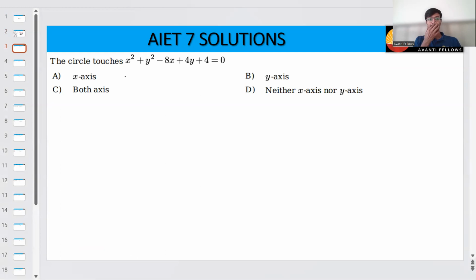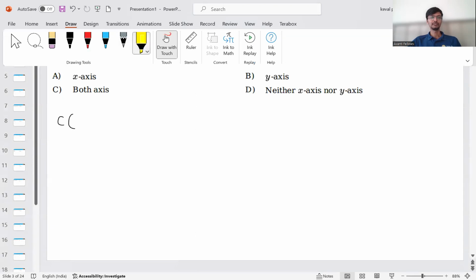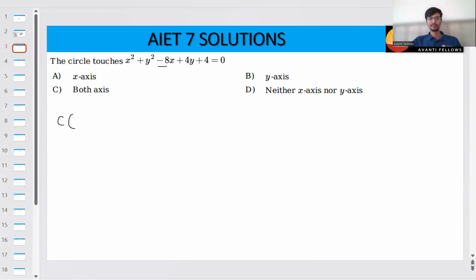The circle touches. For this, we have to get the center and radius. What is the center, guys? I hope you know how to directly get the center. I basically use divide by 2 and change the sign. So minus 8 and 4. So if I divide by 2, I get minus 4 and change the sign. 4 comma minus 2 is the center. What is the radius? It is under root of g square plus f square minus c, which is 4.